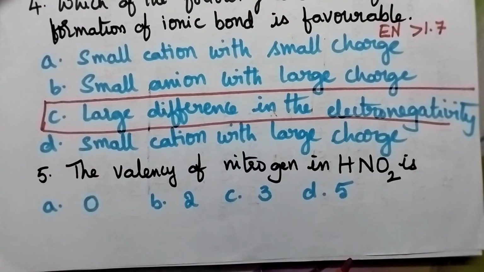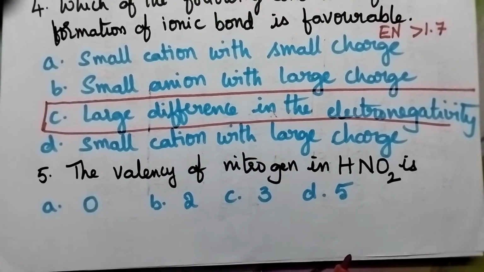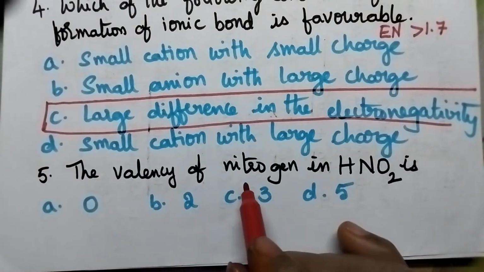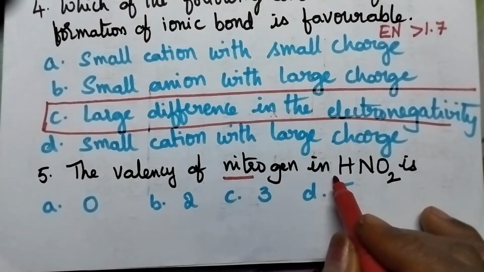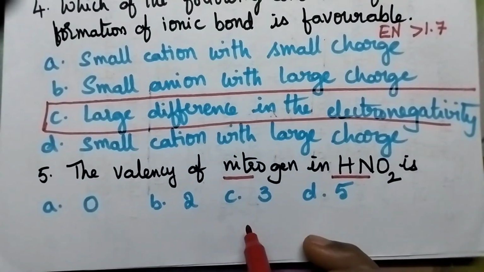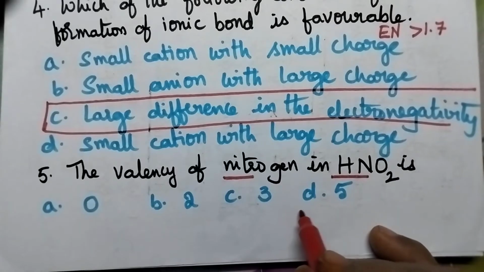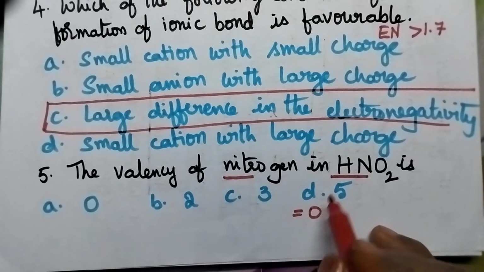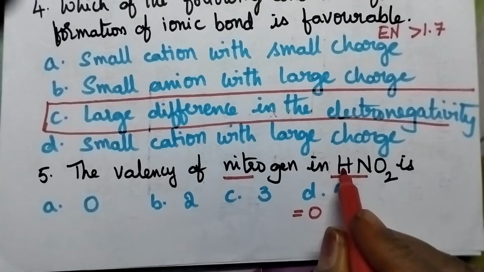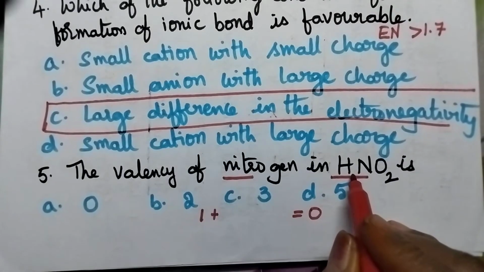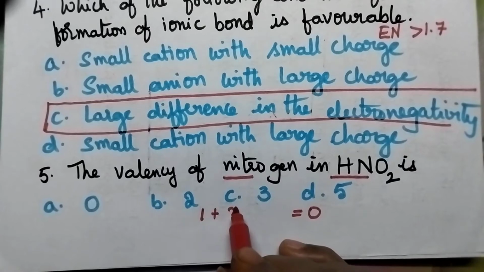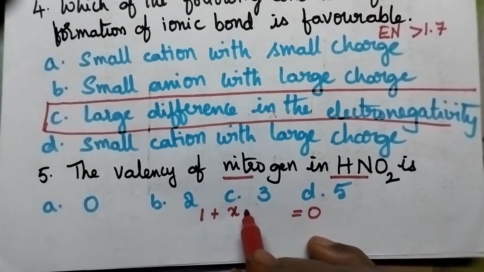The valency of nitrogen in HNO2 is. So coming to the valency of nitrogen, it can be calculated by knowing the oxidation number. The charge of the compound is always equal to 0. Here the oxidation state of hydrogen is +1. Oxidation state of nitrogen we have to calculate, so that will be X.